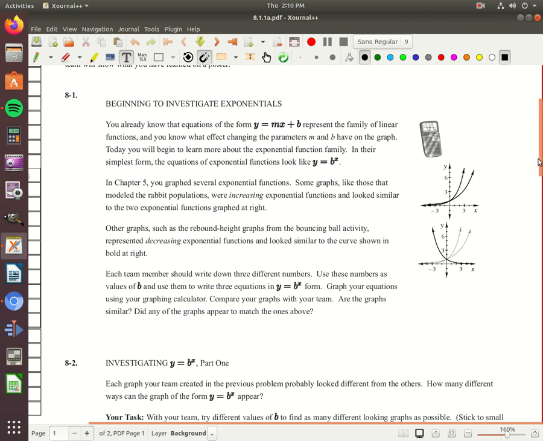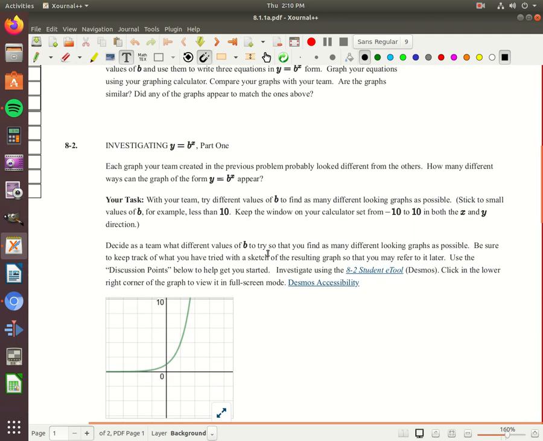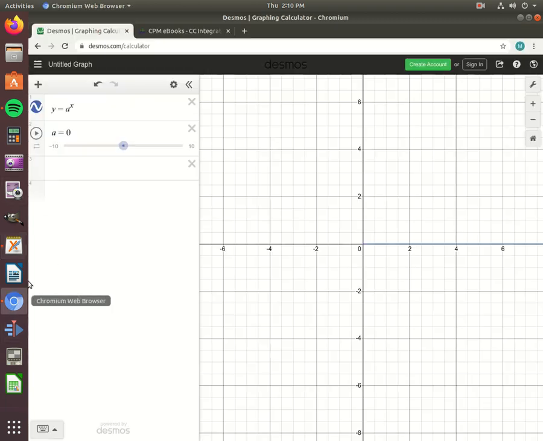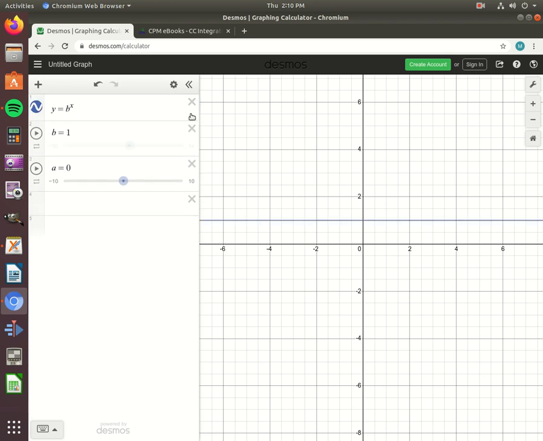So I'm going to kind of put 8.1 and 8.2 together. So 8.2, it says each graph your team created in the previous problem probably looked different from the others. How many different ways can you graph y equals b to the x? So what I've done is I've gone into Desmos and I put an equation y equals a to the x. I could have put a b just as easily, and it would have been what we have there.